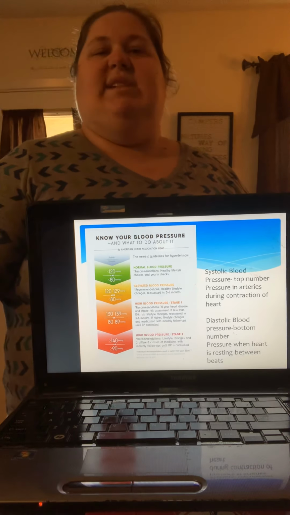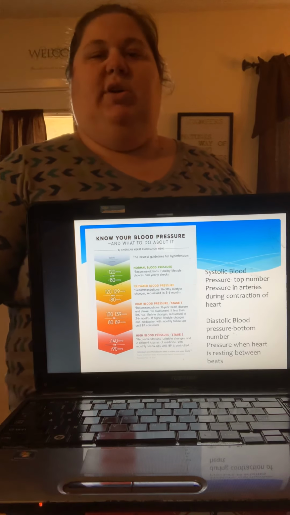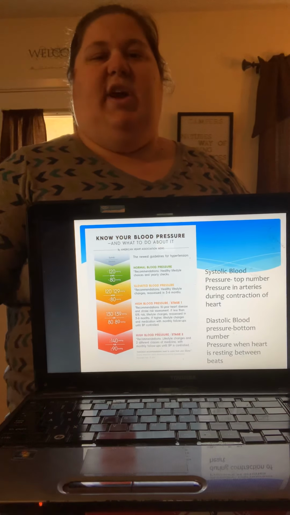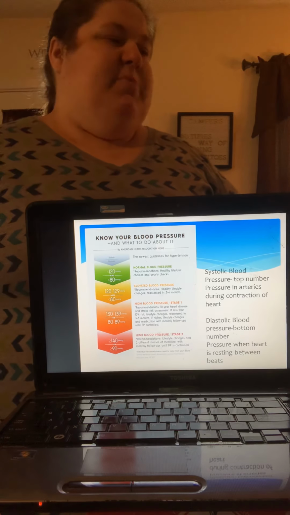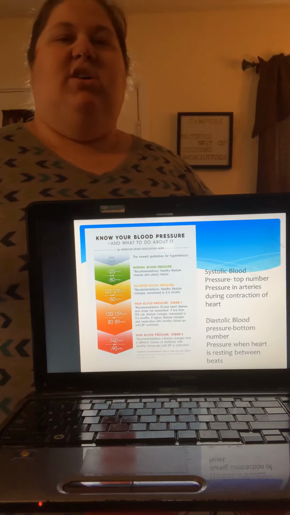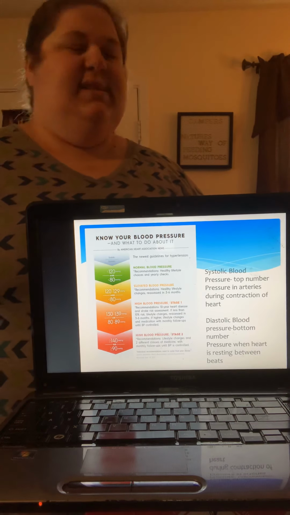So first, what is systolic blood pressure? The systolic blood pressure is going to be your top number when you get two numbers. For example, 120/80. Systolic blood pressure is going to be the 120. And what that represents is the pressure inside the heart during a contraction. And our goal is 120 or less.